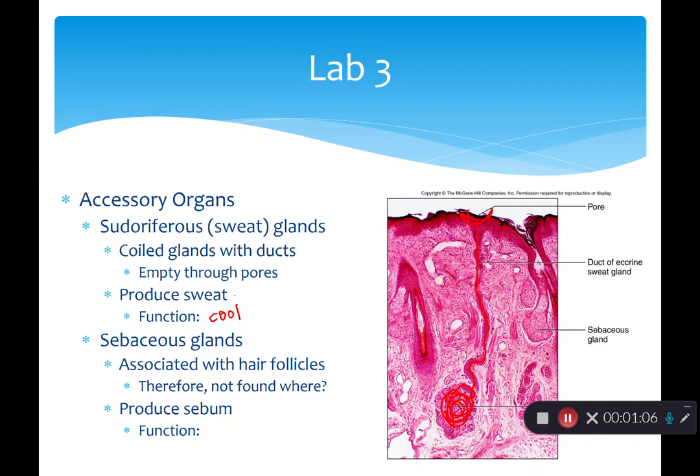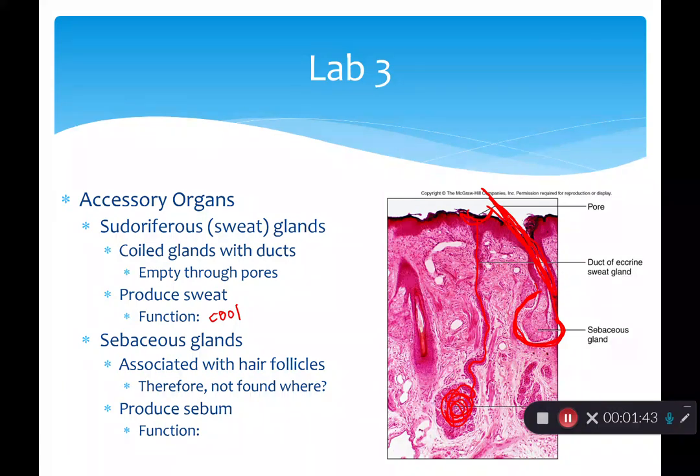The other glands of the skin are called sebaceous glands. These are associated with hair follicles. So this one's empty, but there should be a hair in that follicle. So this is the sebaceous gland. Sudoriferous is sweat. This is the sebaceous gland, and it's going to release through a hair follicle. So where you don't have hair, you don't have sebaceous glands, like the palms of your hands and the soles of your feet.